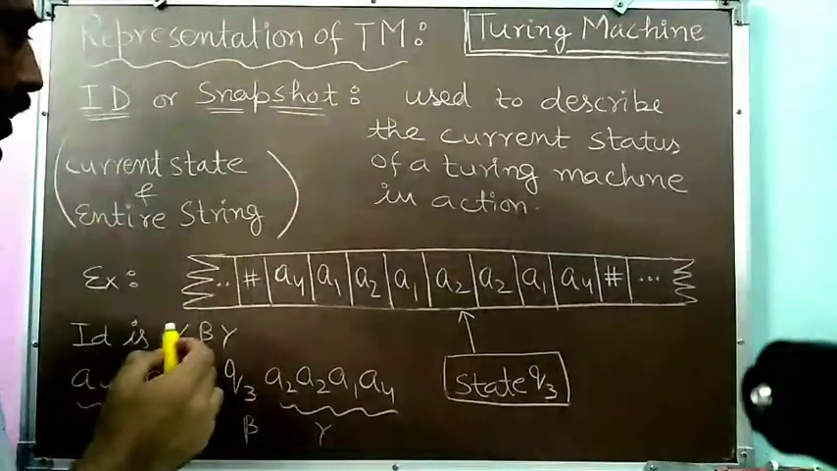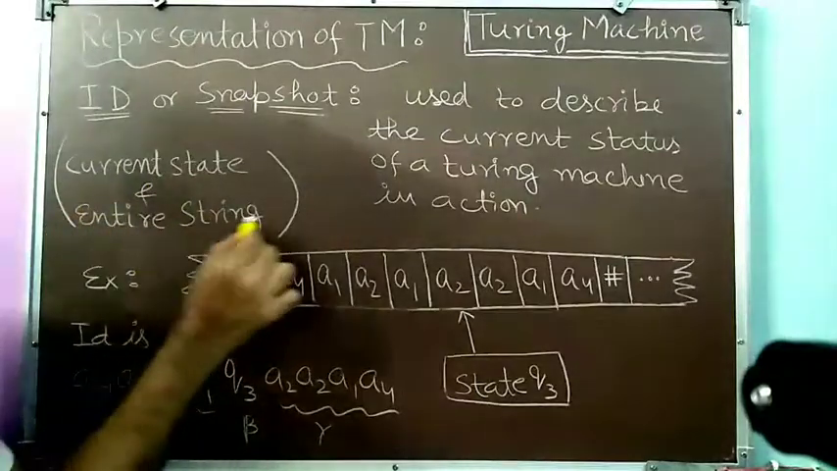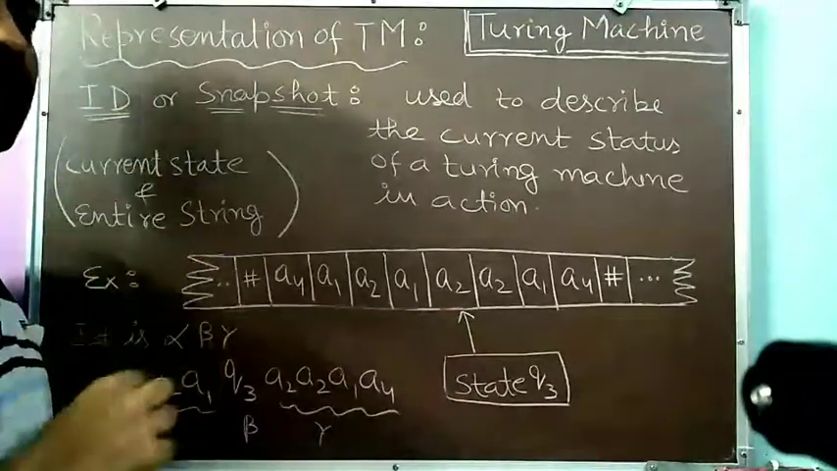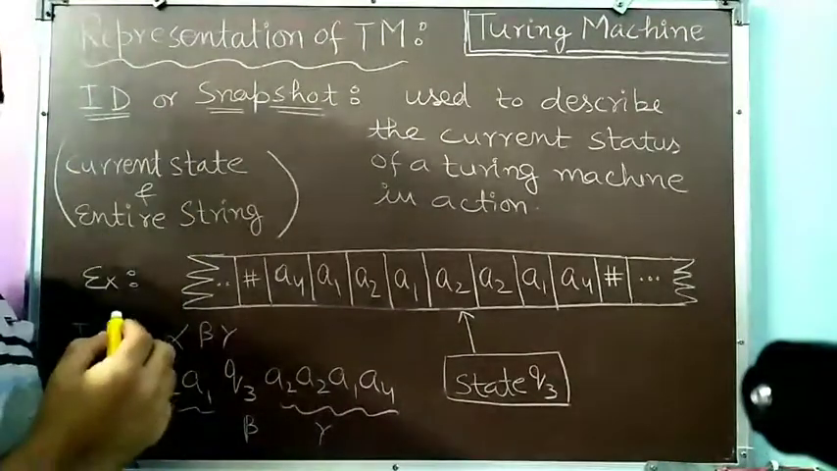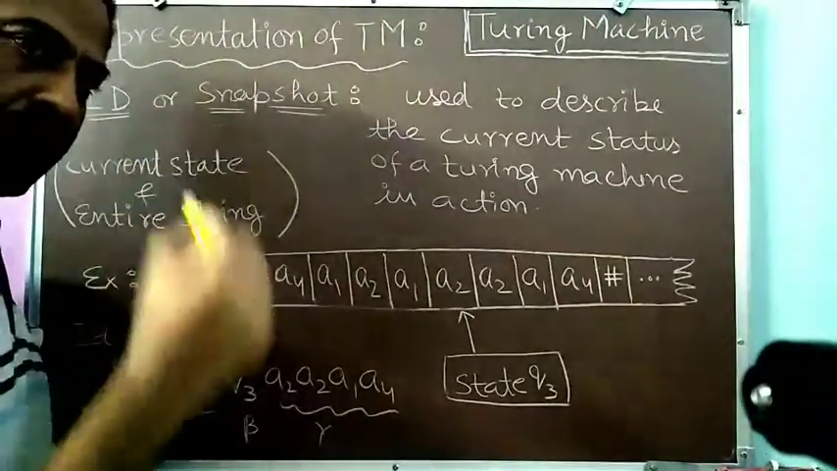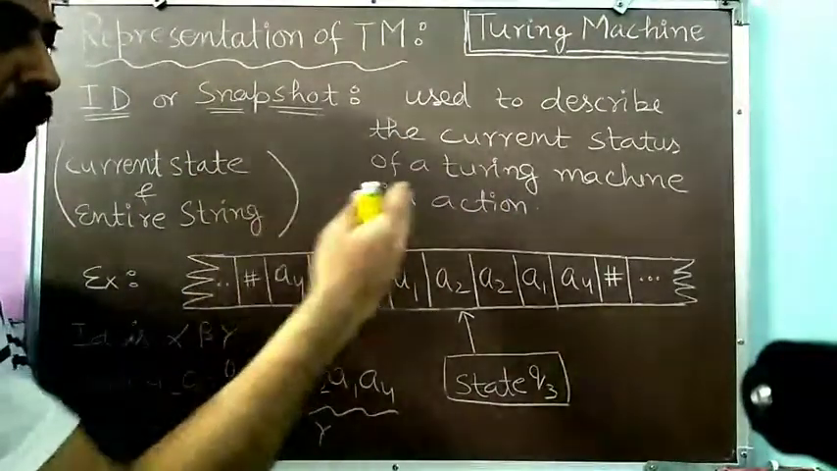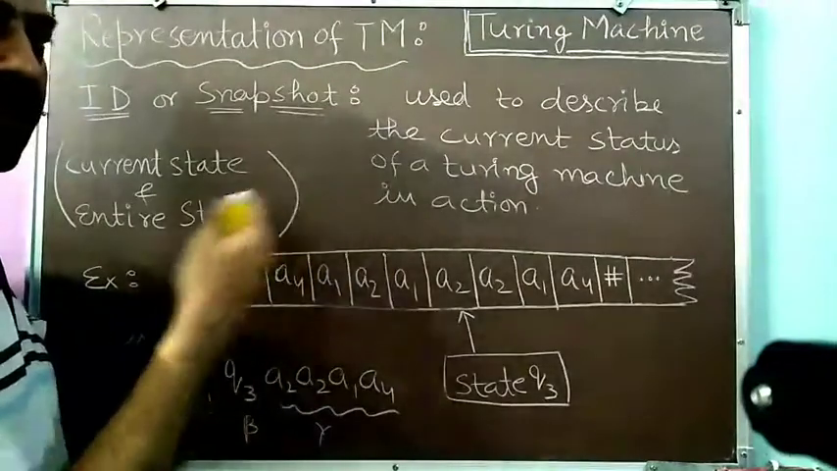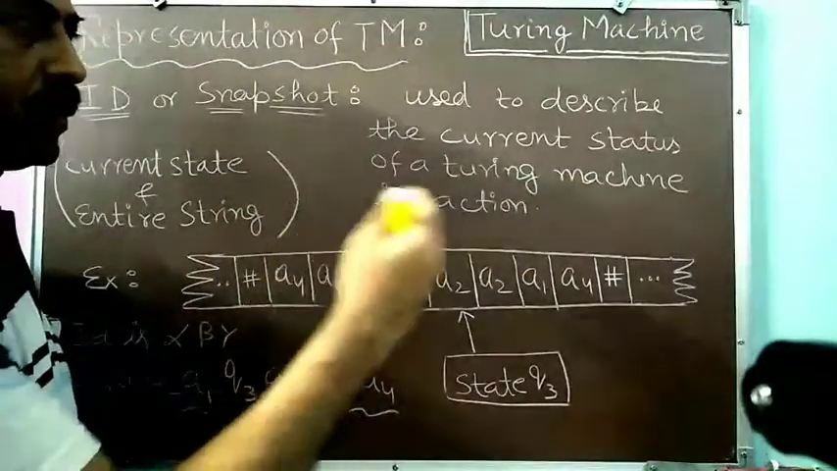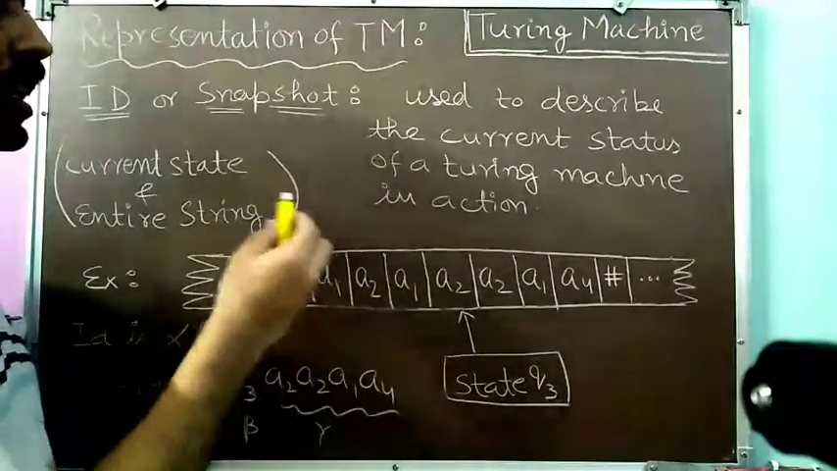This snapshot or ID is defined with the combination of two things. Number one is the current state and number two is the entire string. If you remember, we have also discussed ID in case of push-down automata. In case of push-down automata, our ID was the combination of three things. Number one, what is the current state? Number two, the input string remaining to be processed. Whatever part of the input string we have processed, we will not take into count. We will only take into count the remaining part of the string which is not processed up till now. And then the status of the stack. So this was the ID for PDA.